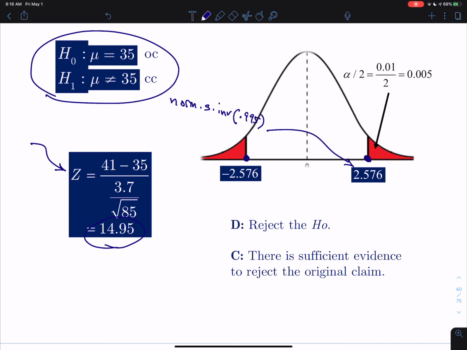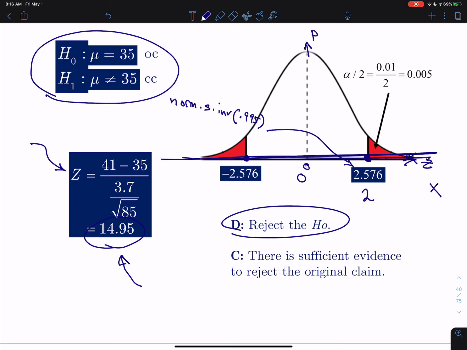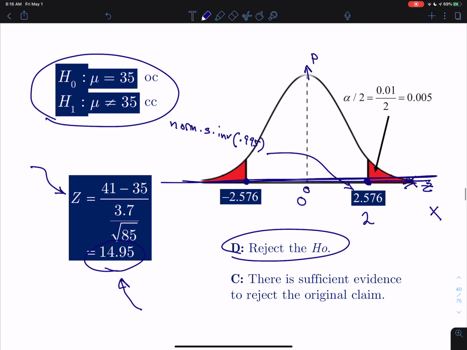So at this point, it's quite straightforward. If you take this value here, and that's 0, and don't forget that's the z-axis. So all you have to determine is where that 14.95 is on this number line here. Well, if this is 0 and this is 2, where is 14? Obviously here somewhere, so it totally falls deep in the rejection region. So therefore, we reject the null hypothesis. So you're rejecting the status quo, you're rejecting the original claim, so there is sufficient evidence to reject the original claim. Thank you.